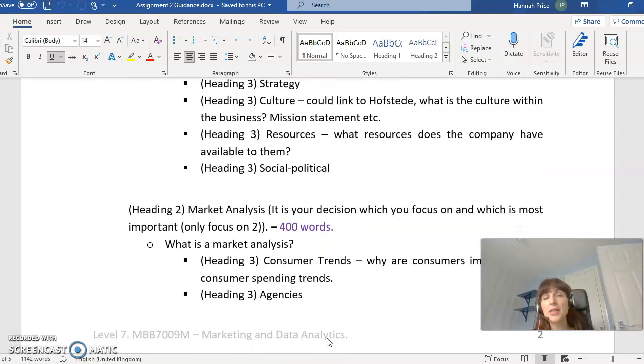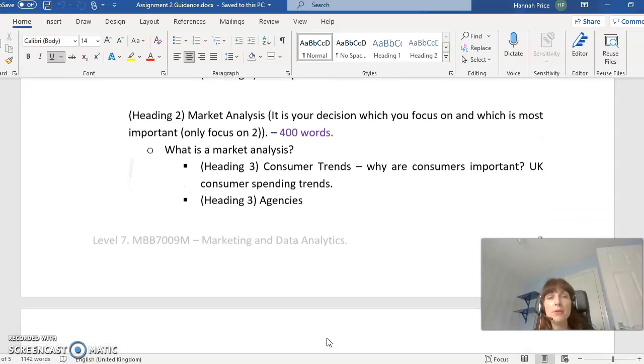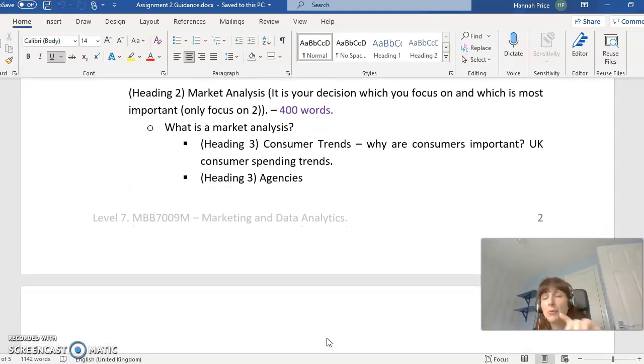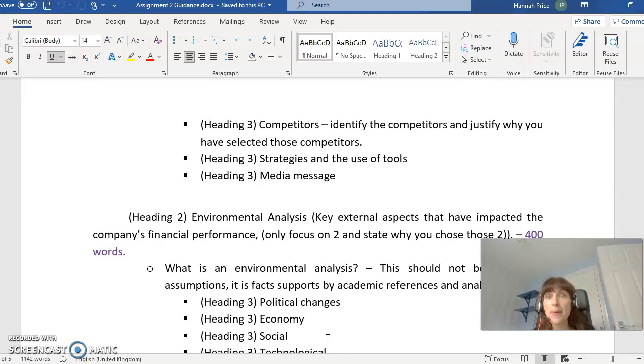Then we're looking at the market itself. So again, part of the context analysis. Again, we've got a number of different things that we could talk about here, but we're only talking about 2. So is it about consumer trends? What's going on? And actually that's where we might use, if it's business to consumer, Mintel there to get a feeling for the market. Are we looking at agencies, competitors, strategies and how they use tools, or the media messages? So we're focusing on 200 words each. Then we're looking at the bigger picture, so the environmental analysis.